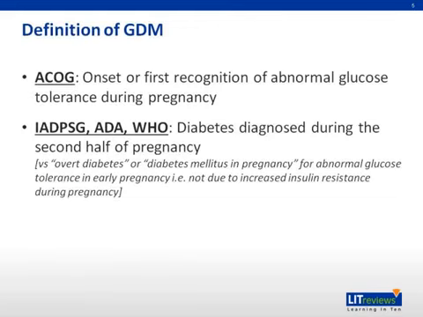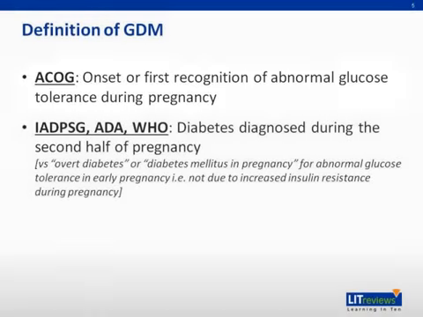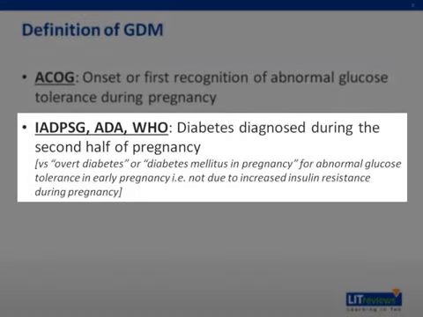The definition of GDM offered by the ACOG guidelines is the onset or first recognition of abnormal glucose tolerance during any part of pregnancy. This is different from those by the other organizations, which talk about diabetes diagnosed only during the second half of pregnancy. For these other organizations, diabetes diagnosed in early pregnancy is not considered GDM.